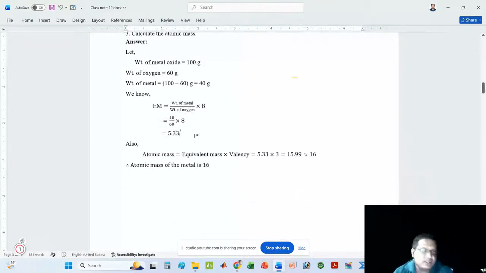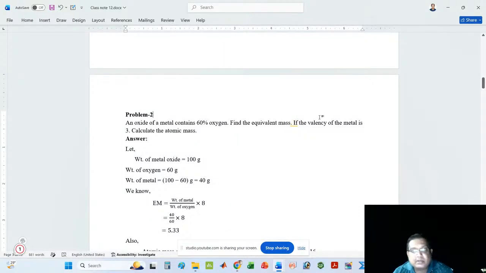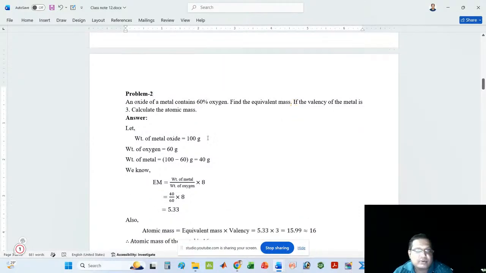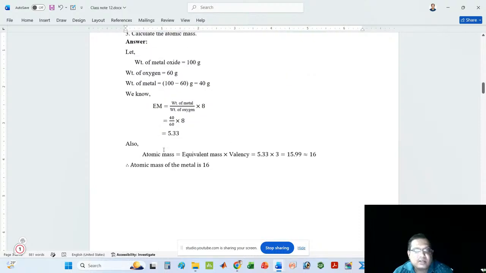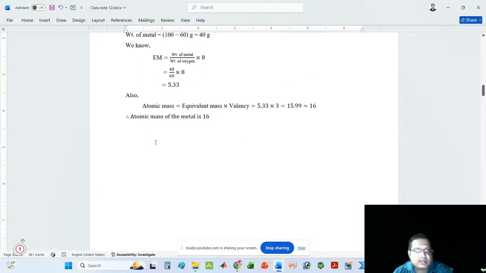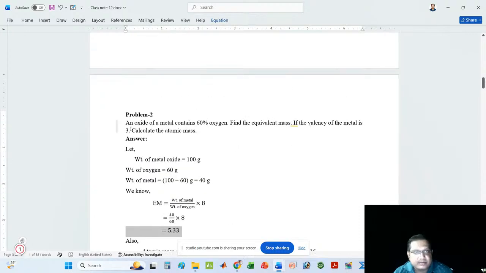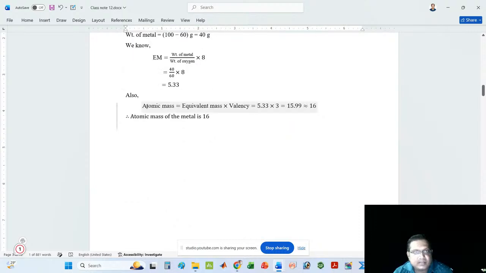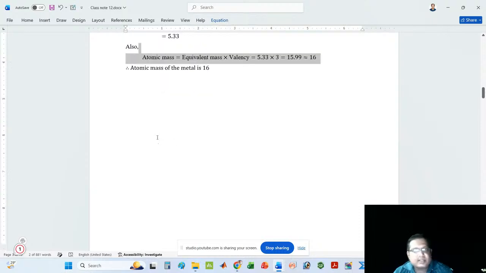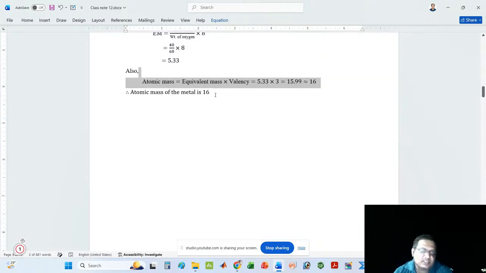But here another question is already given. If the valence of metal is 3, calculate the atomic mass. So here I can use this formula: atomic mass equal to equivalent mass into valency. Now put the value of equivalent mass and valency. Valency here is 3. So I can write atomic mass is equal to 5.33 into 3 is equal to 15.99, which is nearly equal to 16. So here I can say that atomic mass of the metal is 16.